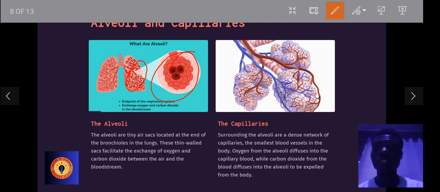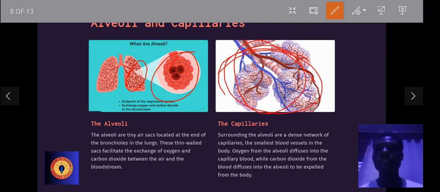And let's look at the capillaries. The capillaries are also associated with the bronchioles. They go along with the bronchioles. The capillaries surround the alveoli, not bronchioles. The alveoli are surrounded by a dense network of capillaries, the smallest blood vessels in the body. Yes, they are the smallest blood vessels in the body.